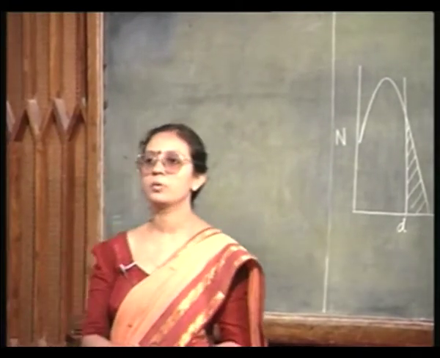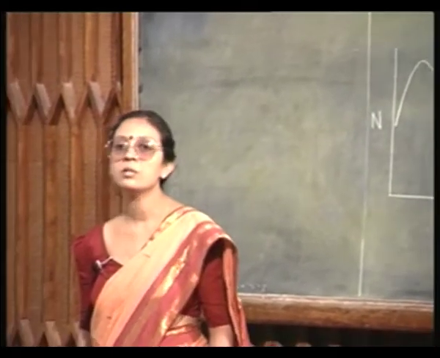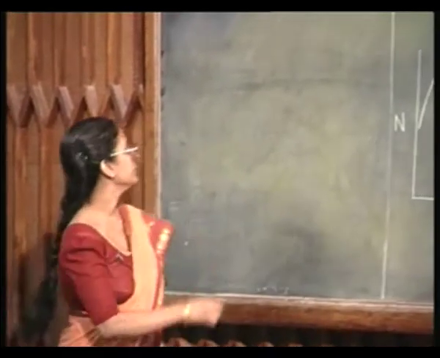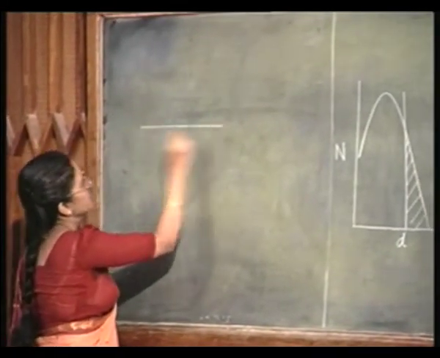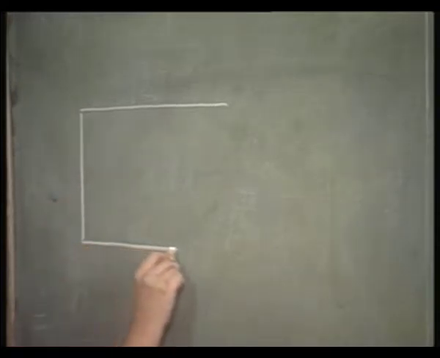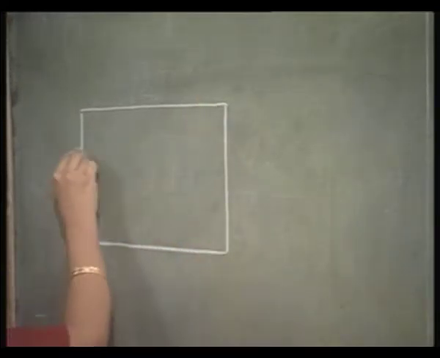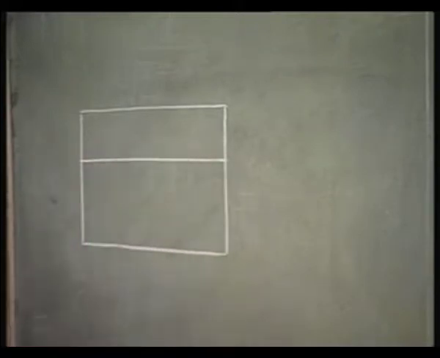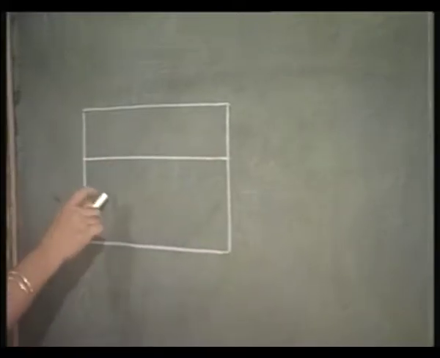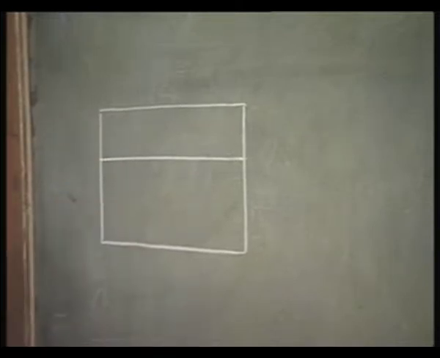Let us first talk about the junction depth. How does one measure the junction depth? This is the cross sectional diagram of your junction. This is P, this is N, or this is N, this is P. You want to measure the junction depth. One very common way of measuring the junction depth is by lapping and staining.